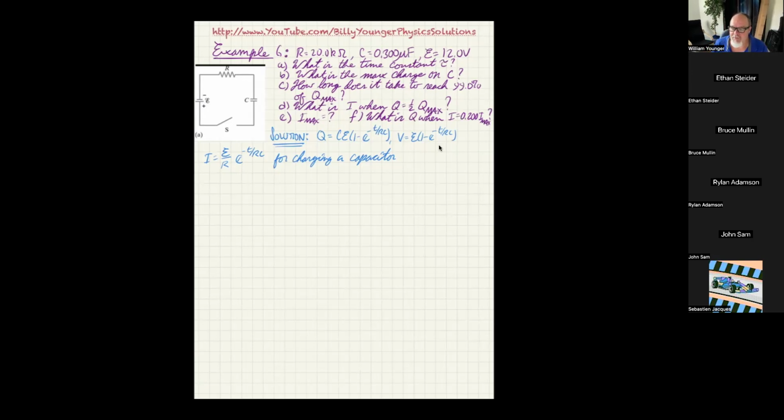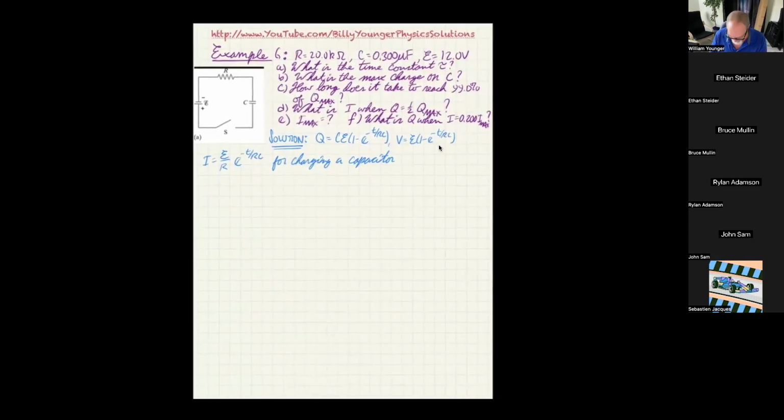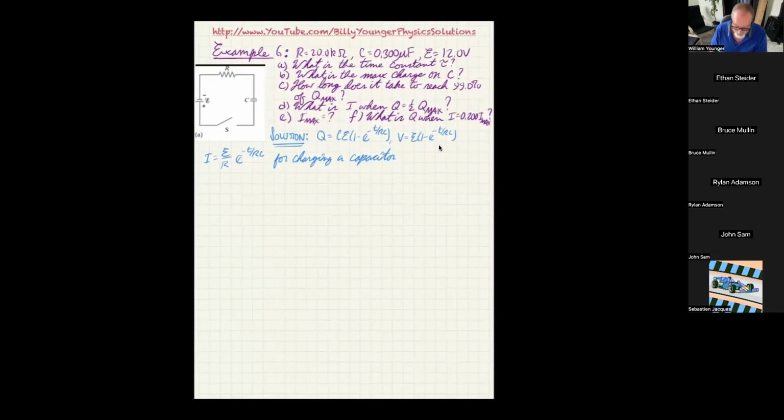You'll see a different set of equations for discharging a capacitor, and you'll just need to know which ones are which. The hardest thing about this is students often don't know how to deal with exponents and logarithms and that sort of stuff. So that's why I wanted to take the time to show you at least one of these. You can look at the next one, which is for a discharging capacitor using different equations if you want. I don't know that I'm going to cover it.